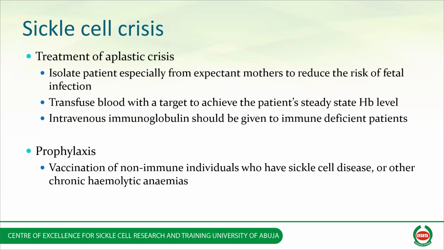Treatment of aplastic crisis include these measures: isolate the patient, especially from expectant mothers, to reduce the risk of fetal infection. Transfuse blood with a target to achieve the patient's steady state hemoglobin level. Intravenous immunoglobulin should be given to immune deficient patients.